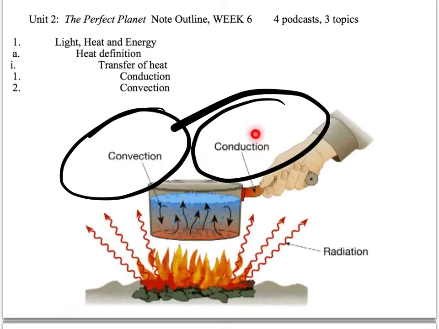All right, conduction is what's happening on the handle here. The handle isn't moving, it's staying still, but the heat itself is moving along the handle. So conduction is movement of heat through an object that stays still, whereas convection is the movement of the object itself, transferring the heat from one area to another.